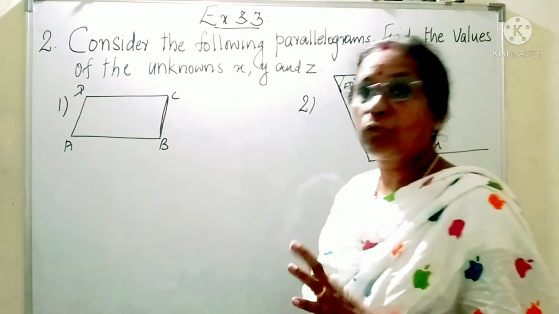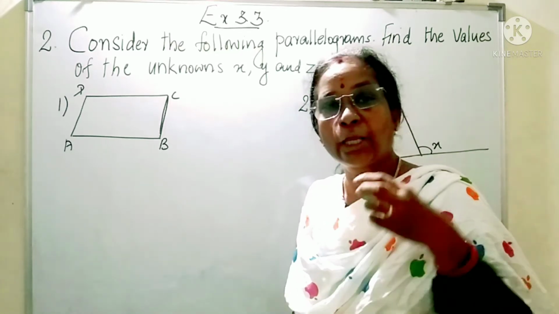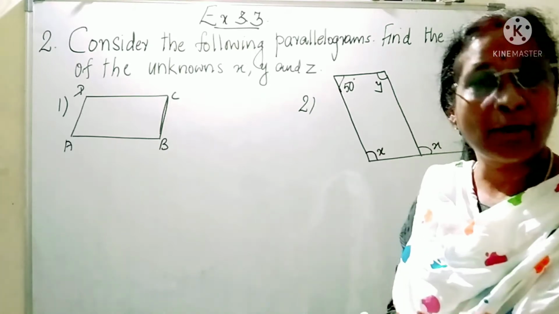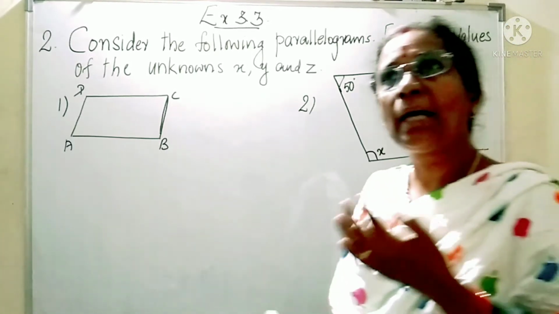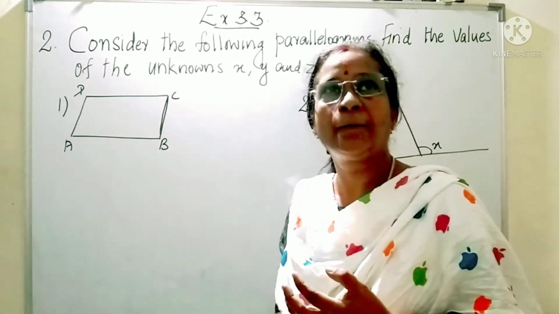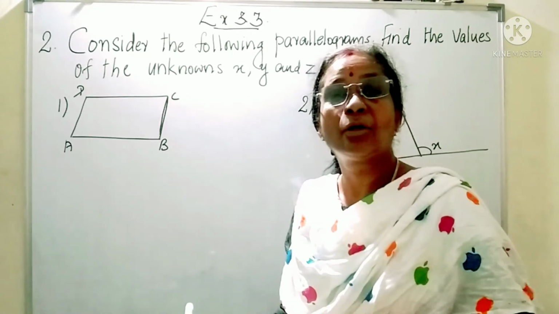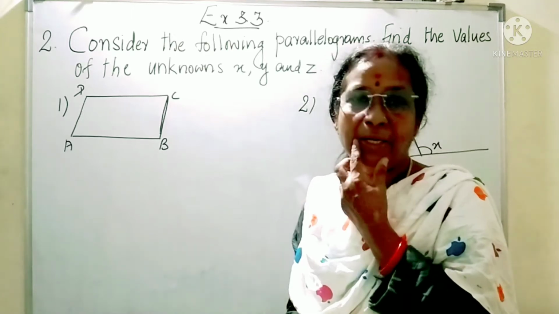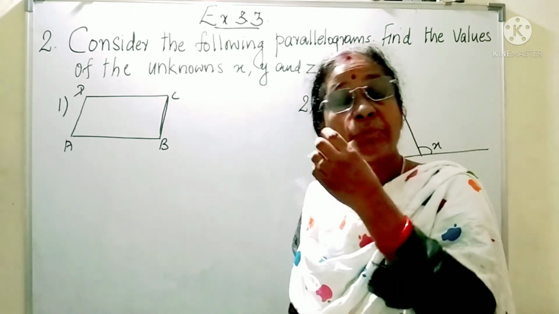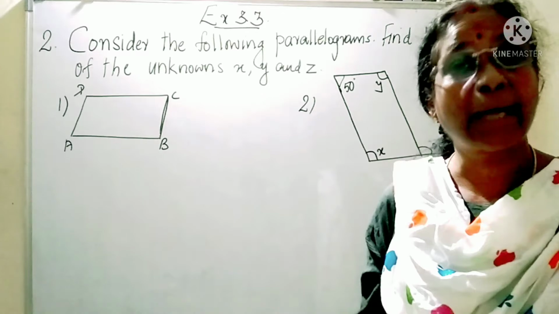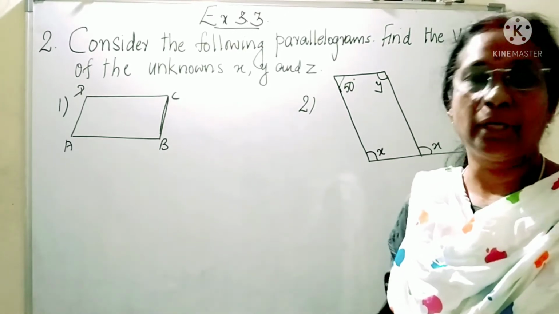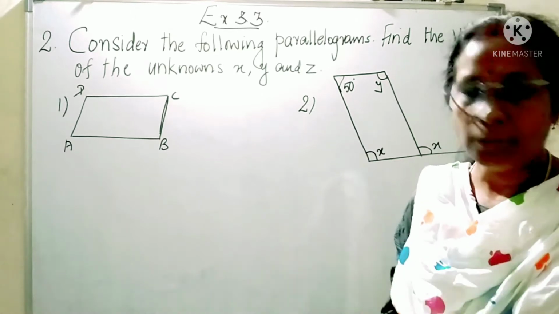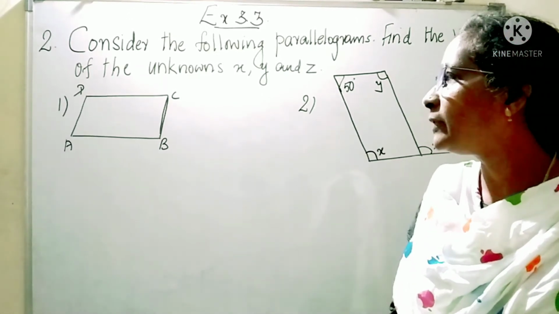So how will you find out? What will you use? We have to think of all the properties of parallelograms. Also we have to think of some other properties like exterior angles of quadrilaterals, or the relation between exterior and interior angles. Sometimes the properties of parallel lines and transversal we need to use. So you have to think of all the properties related to this. So what is the first question here?